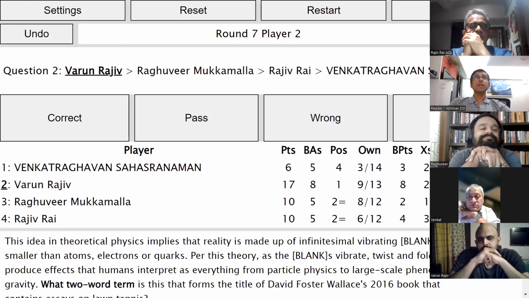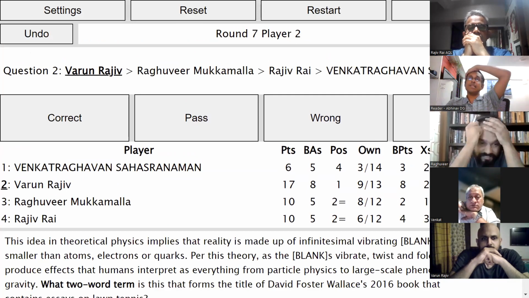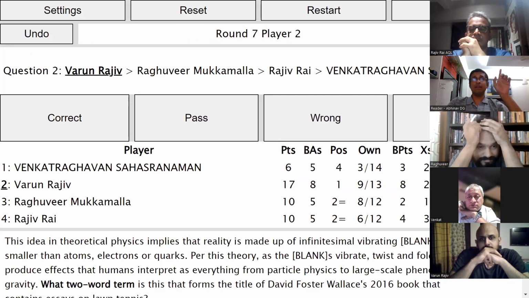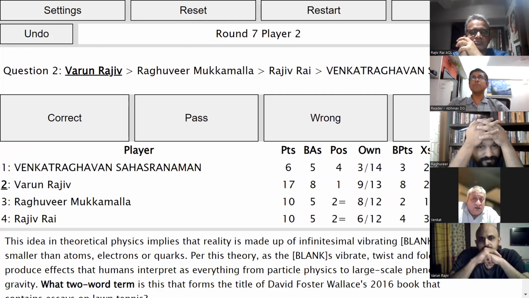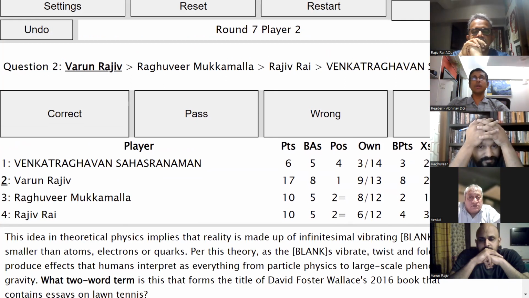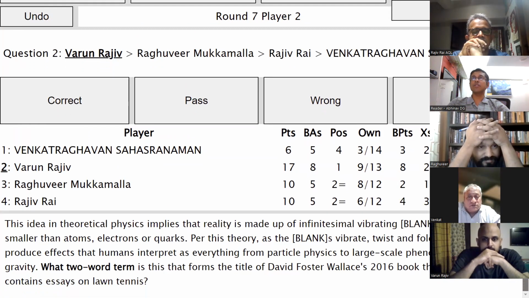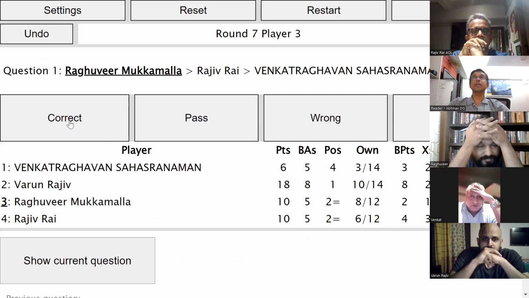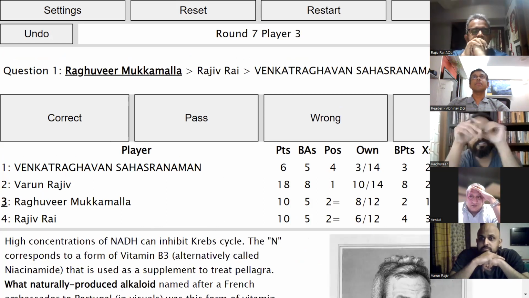The next question, Varun. This idea in theoretical physics implies that reality is made up of infinitesimal vibrating strands, smaller than atoms, electrons, or quarks. For this theory, as the strands vibrate, twist, and fold, they produce effects that humans interpret as everything from particle physics to large-scale phenomena like gravity. What two-word term is this, that forms the title of David Foster Wallace's 2016 book that contains essays on lawn tennis? String theory. String theory is absolutely correct. They wanted a two-word term, right? Yeah, two-word term. String theory.